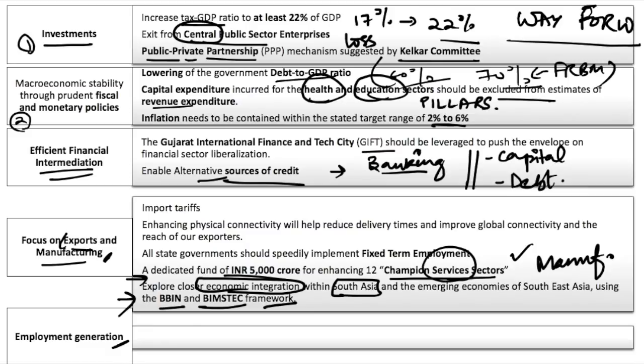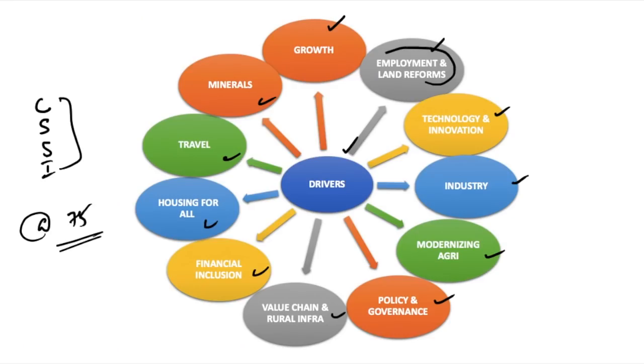But I have not discussed anything here because the next driver that we have is employment and labor reforms. Let me take you to those drivers. Employment and labor reforms is the next driver that we have. So, in the next lesson, we'll be talking about this second driver, employment and land reforms, sorry, and then we'll move forward and talk about other drivers as well.